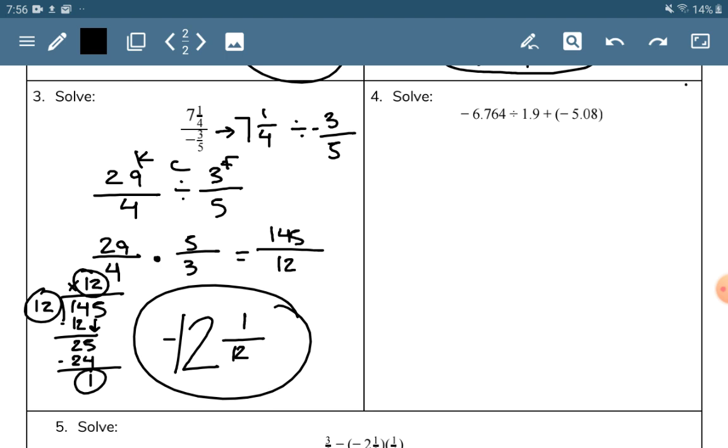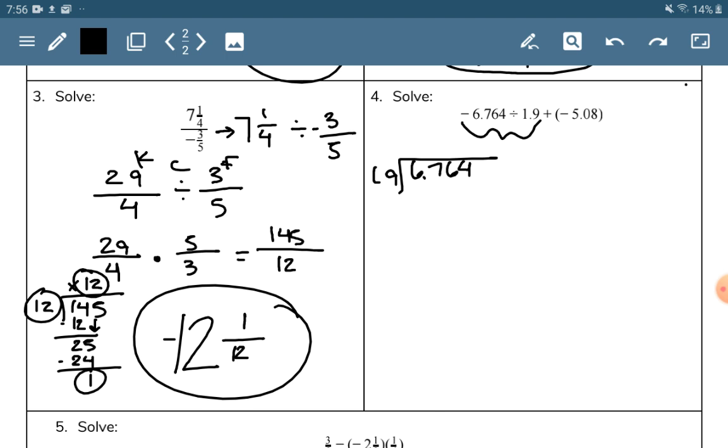So when I think about what comes first in my order of operations, like we talked about in the front, division is going to come before addition. So I have to do my division first. So I'm focusing on this part of my problem. My first number goes on the inside of the division bar. My second number goes on the outside.